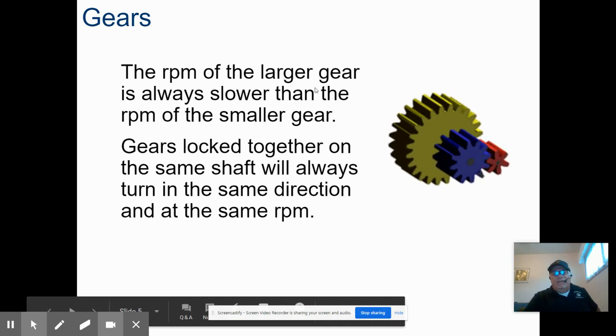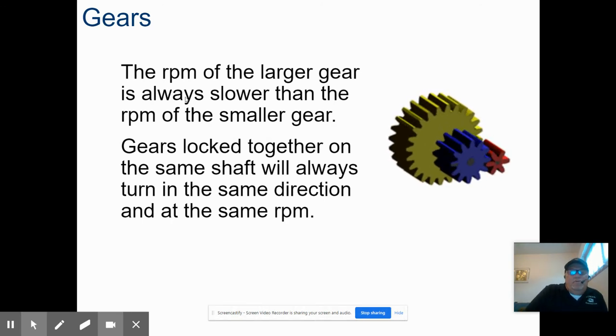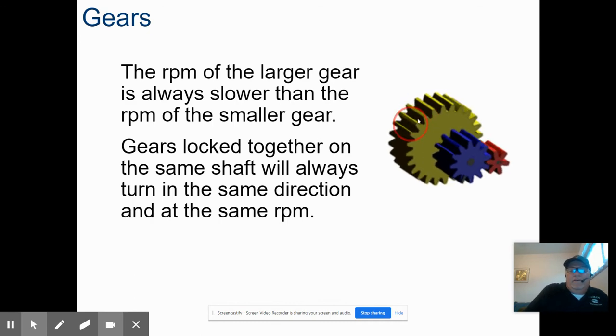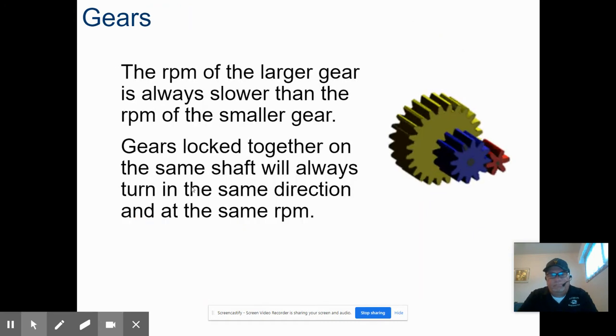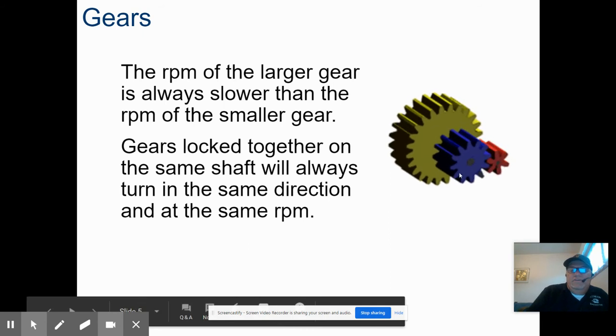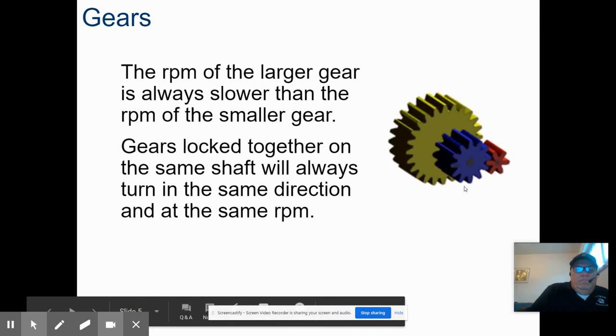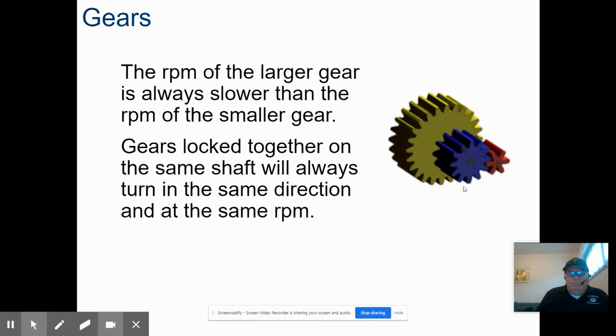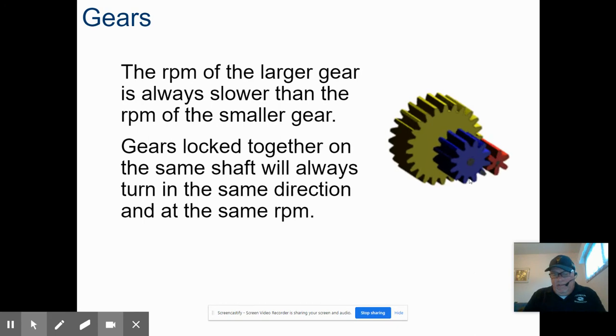Okay. So the RPM of the larger gear is always slower than the RPM of the smaller gear. So you see these smaller gears move quickly because their circumference is a lot smaller. Gears locked together on the same shaft will always turn in the same direction and at the same RPM. So these two are on the same shaft.